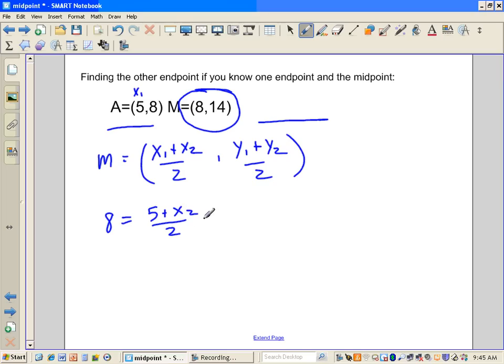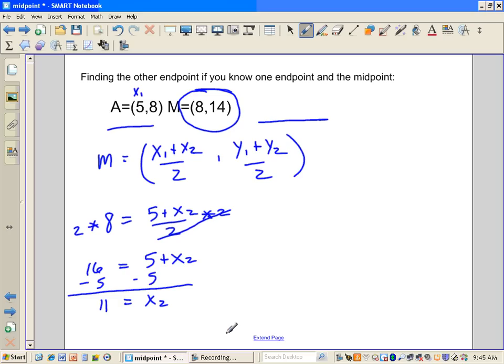If all of this is being divided by 2, the opposite of dividing by 2 is multiplying by 2. So if I multiply by 2 on both sides, that gets rid of the divide by 2, right? When we solve equations, we're using opposite operations to undo. That leaves me with 16 on this side and 5 plus x2 over here. Let's get the x2 by itself. Let's subtract 5 from both sides. So it looks like my x2 is 11.